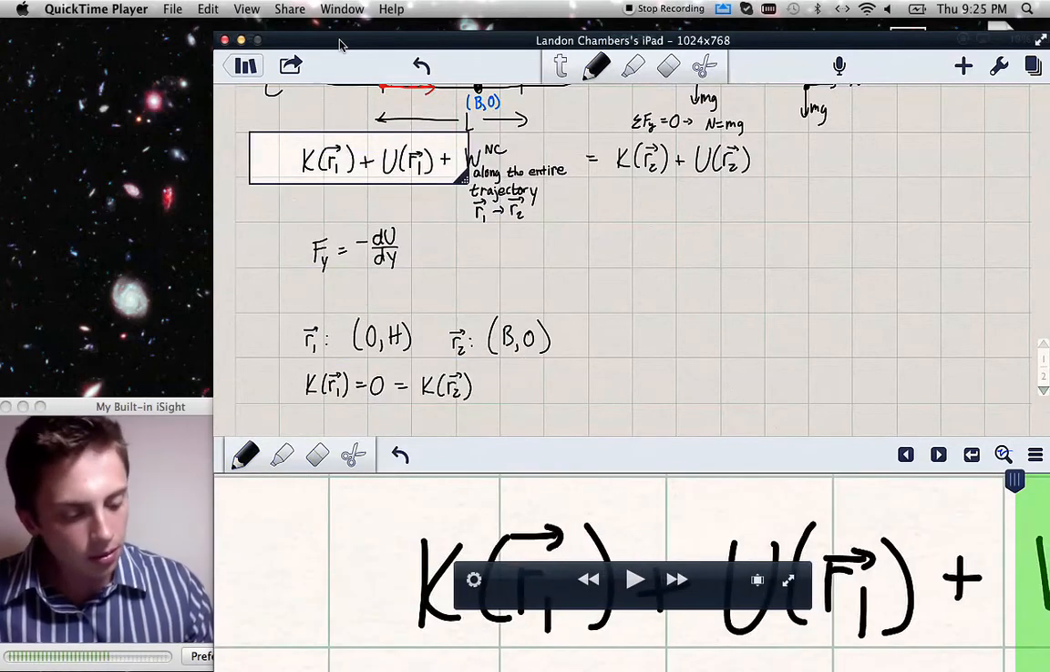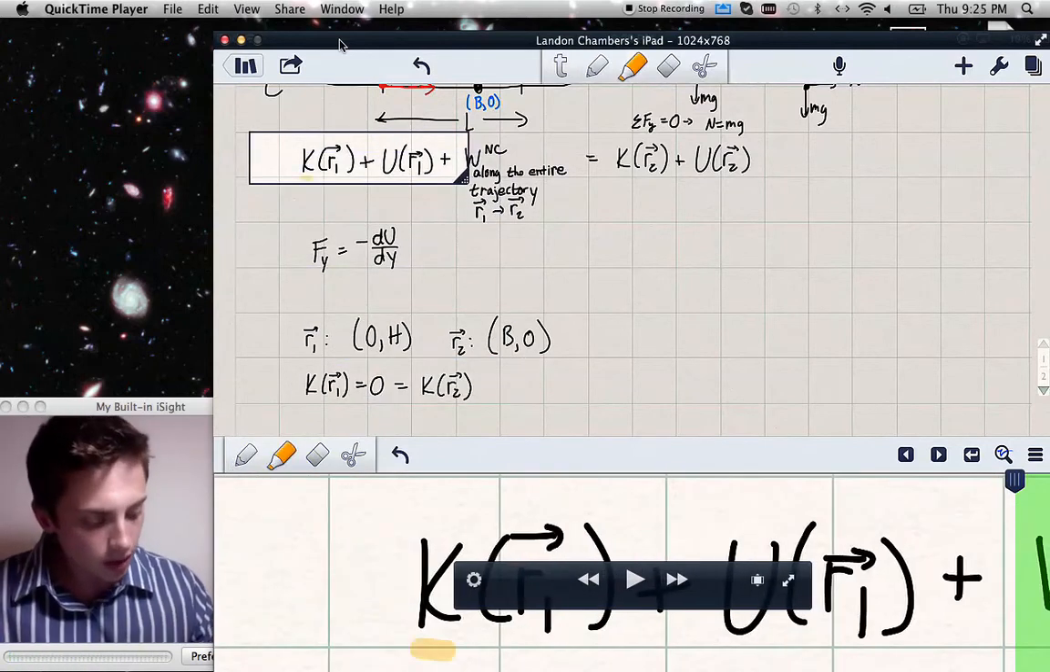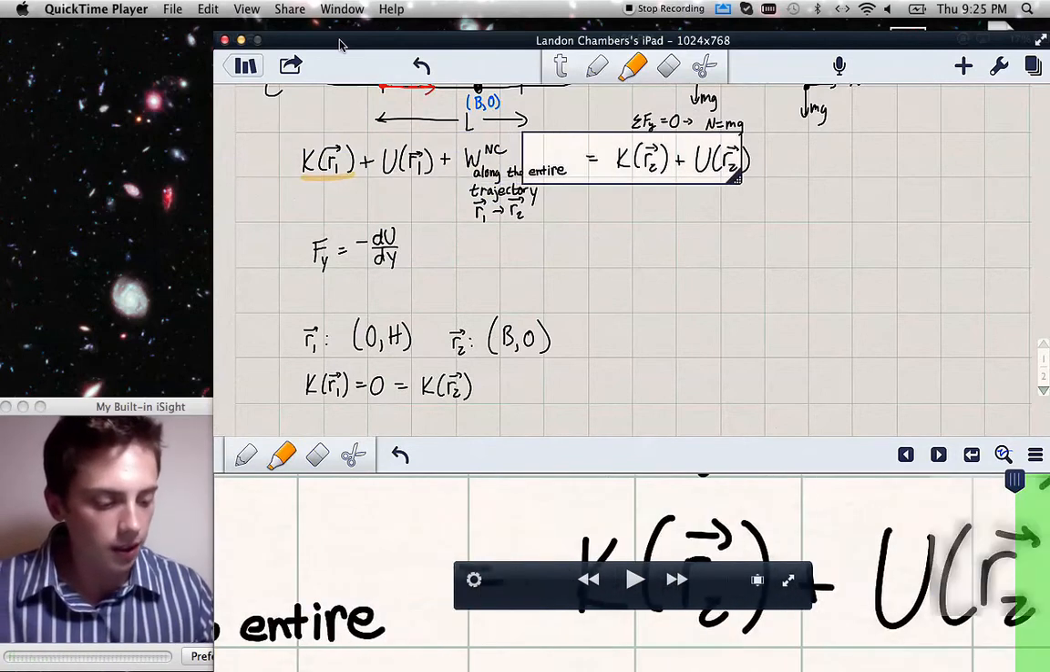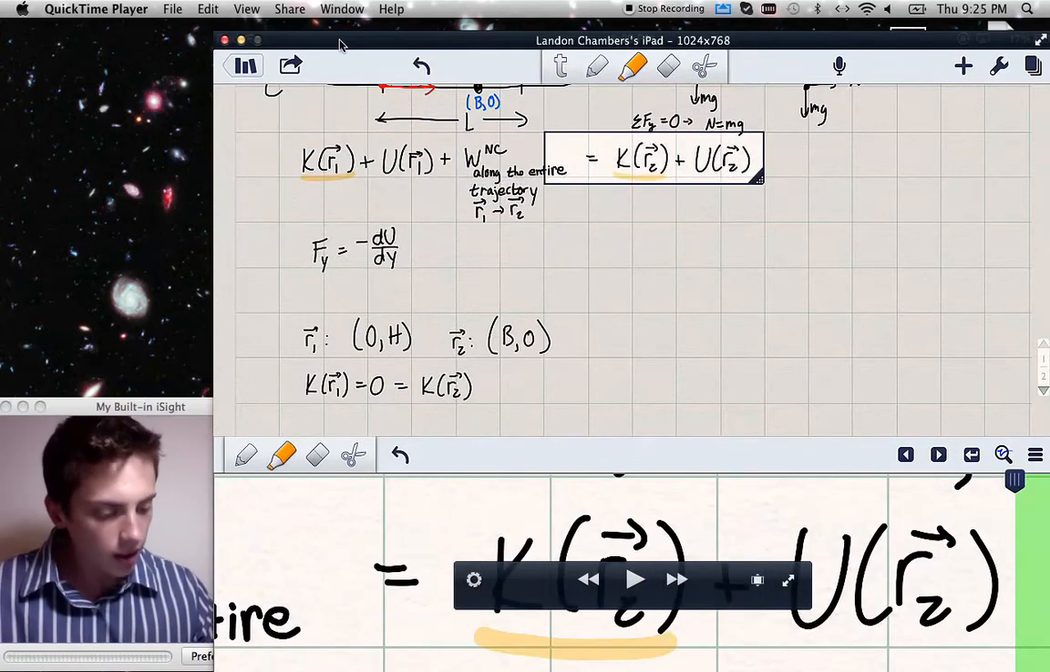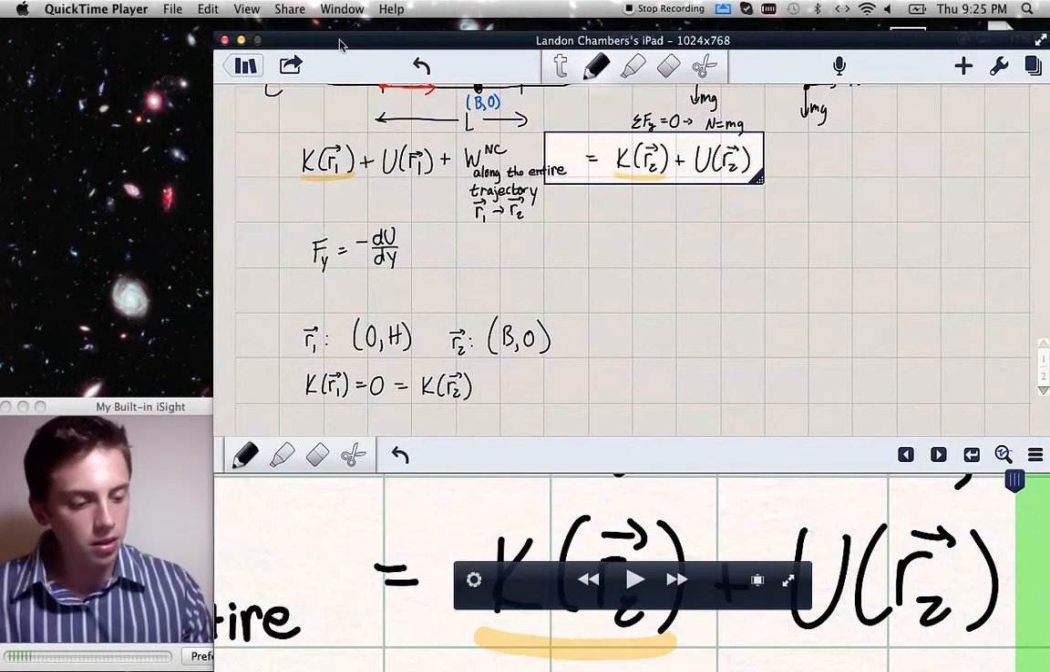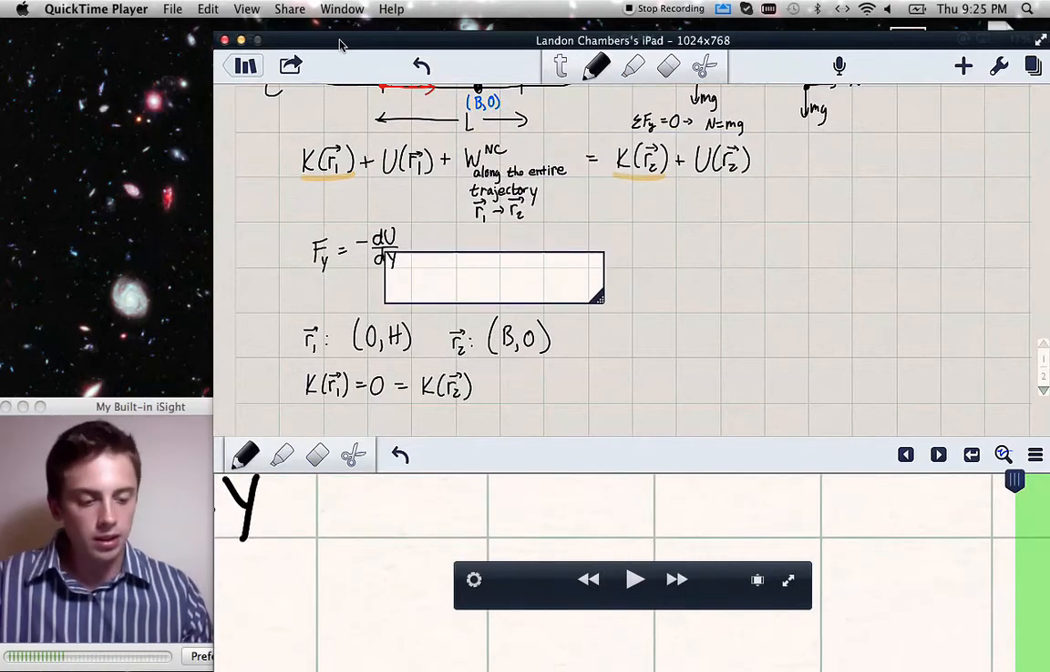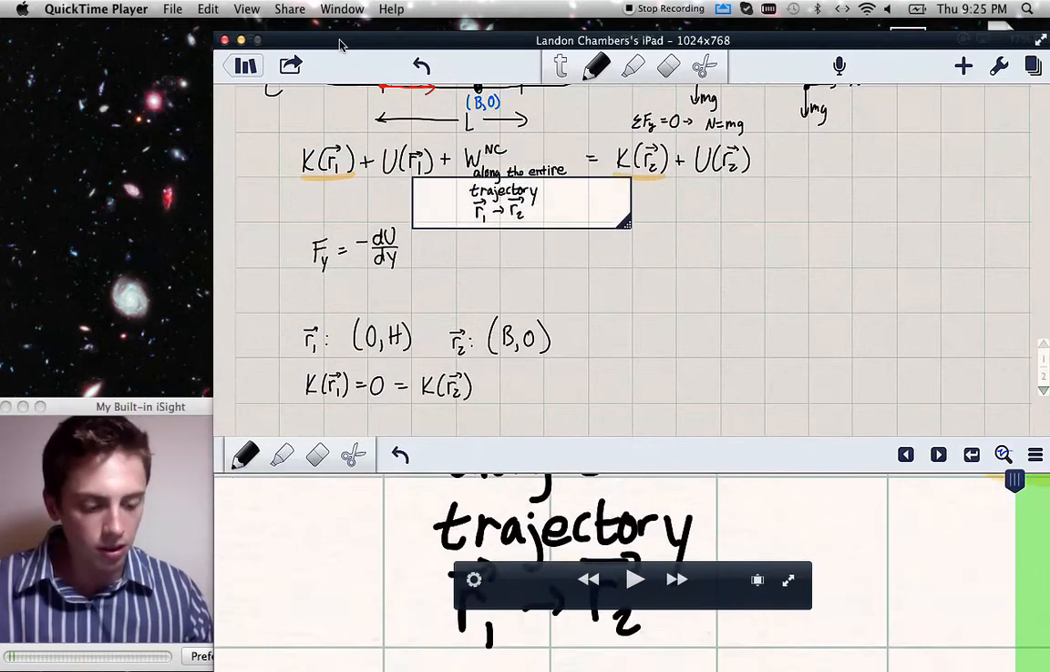So that's this term taken care of, and this term taken care of. Now we need to take care of the other ones. Let's do the potential, since it looks to be the least complicated. This one looks to be the most complicated.